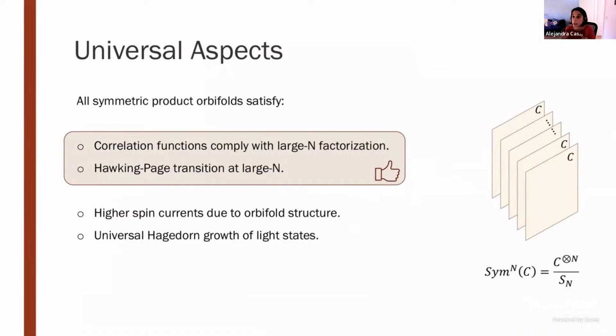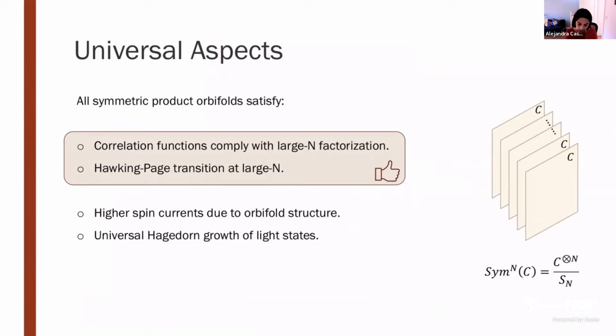Okay, so there's no restriction on what the seed theory is, so you don't have to impose any restriction on the individual component that you're tensoring by. All of them will have the Hawking-Page transition, okay? So those are two properties that are very favorable in order to give it a gravitational interpretation.